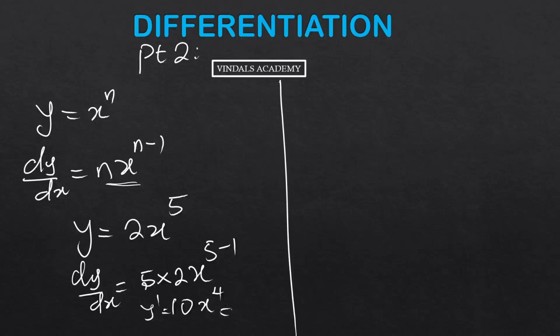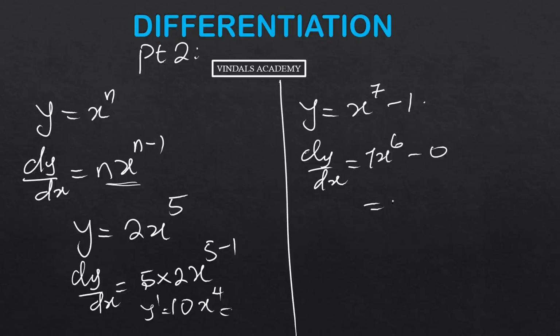Now, one more thing I want to state here is that if you are given something like, let's say y is equal to x raised to the power 7 minus 1, and you're asked to find dy/dx, the answer is going to be 7x raised to the power 6 minus 0, which is something like 7x raised to the power 6. Why? It is because this number is called a constant. A number that does not have a letter attached to it, or a number which is not multiplying any letter, is said to be a constant. As a result of that, the derivative of any constant with respect to x is always 0.